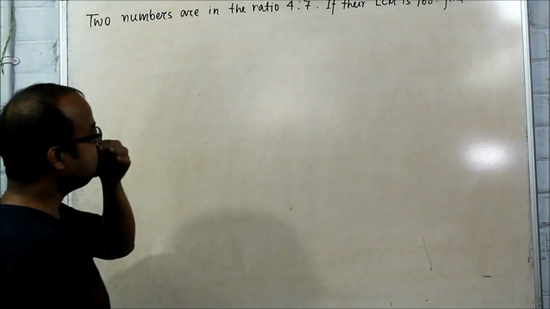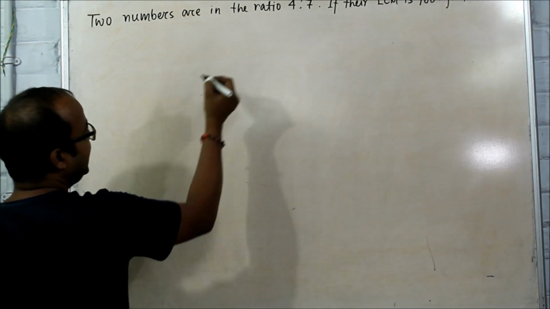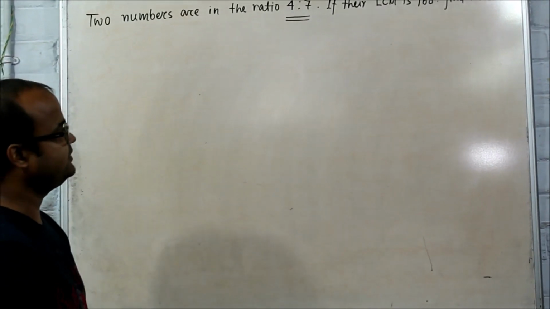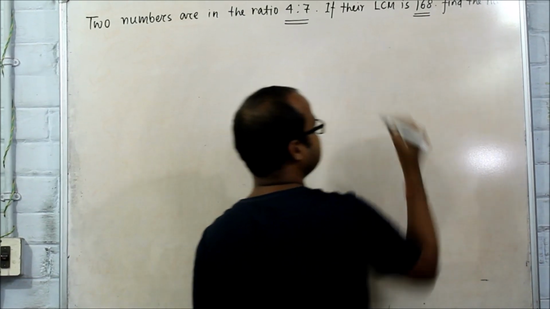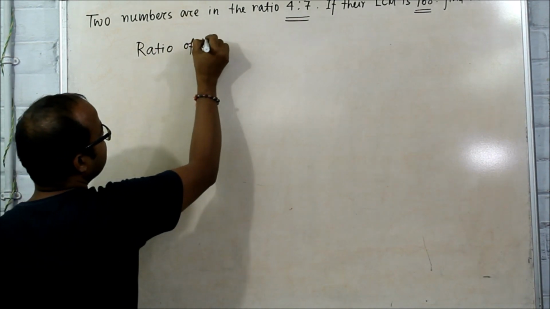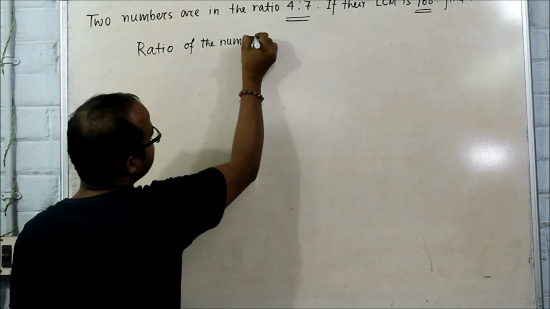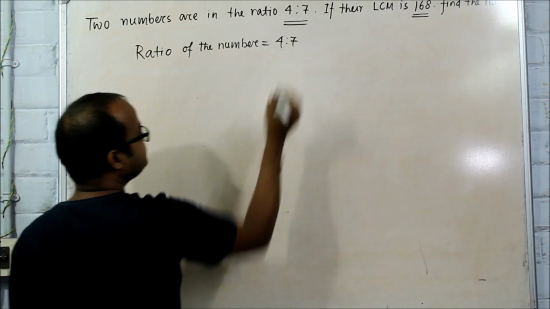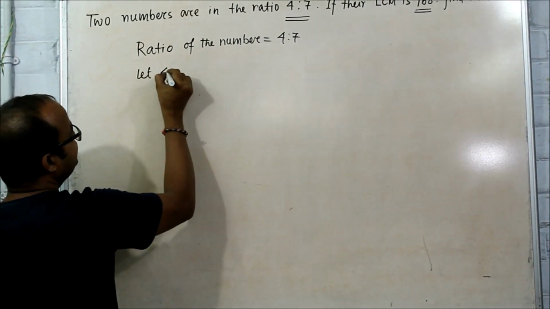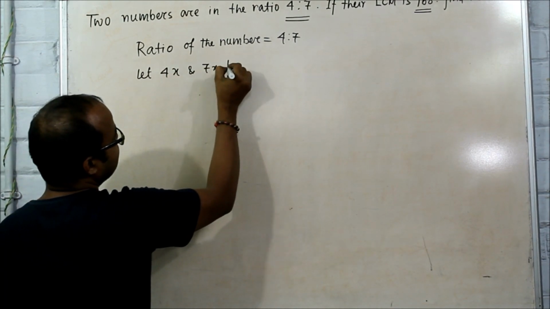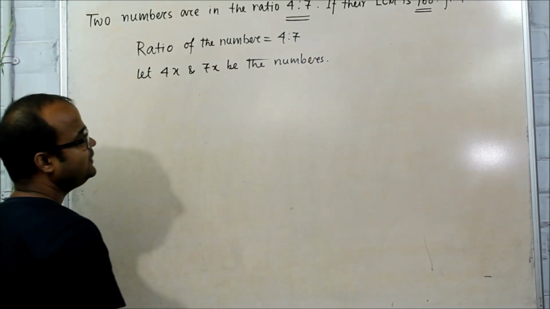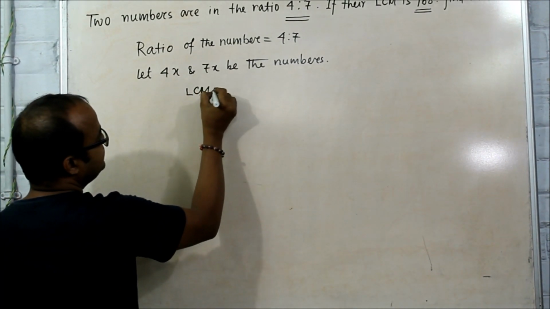Now moving into the next problem. Two numbers are in the ratio 4:7 and their LCM is given as 168. So the ratio of the numbers is given as 4:7. So we can consider the numbers as 4x and 7x. So let 4x and 7x be the numbers. And LCM is given as 168.